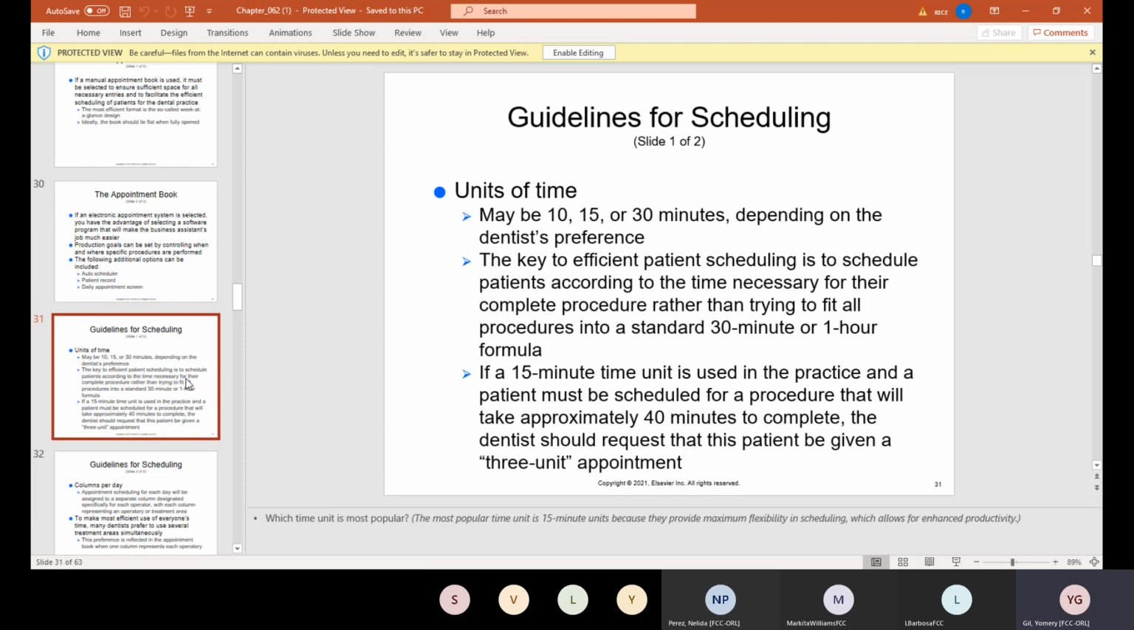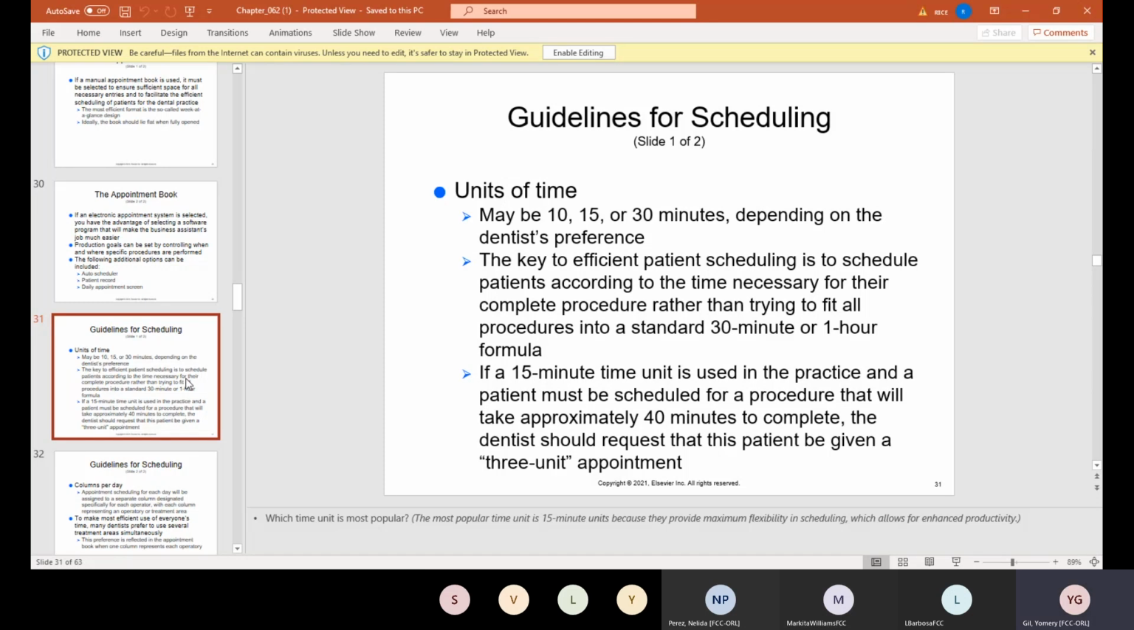Okay, so the guidelines for scheduling is units of time. They can be 10, 15, or 30 minutes, depending on the dentist's preference. When I used to work at the dental office, for big cases, let's say it was a crown, we would schedule for about an hour and a half to 2 hours, depending if it was a crown that you needed a root canal and all that stuff. If it was a bridge, we would schedule for about 3 hours. For periodic exams and for new patient exams, we would schedule in 30-minute intervals.